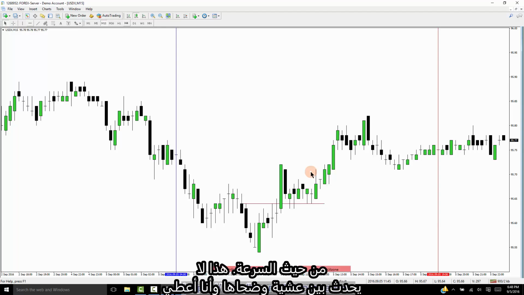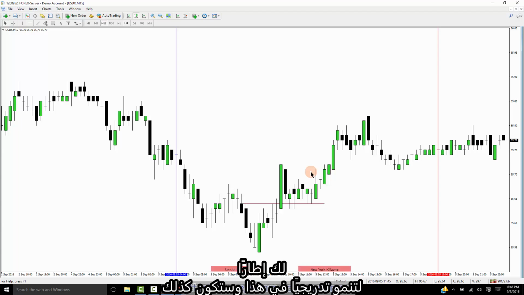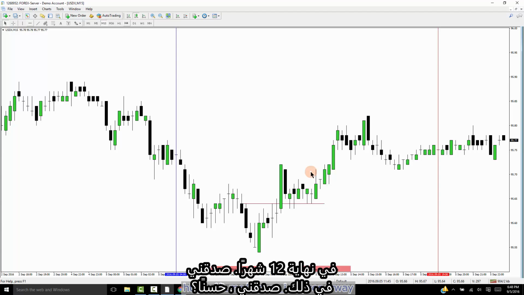It doesn't matter what you think you're going to be able to learn in terms of speed. This does not happen overnight. And I'm giving you a framework to gradually grow into this, and you will be amazing in your price action skills and your prognostication at the end of 12 months. Trust me in that. Trust me, okay? Submit to the time, and you'll get exactly what you're paying for and more.